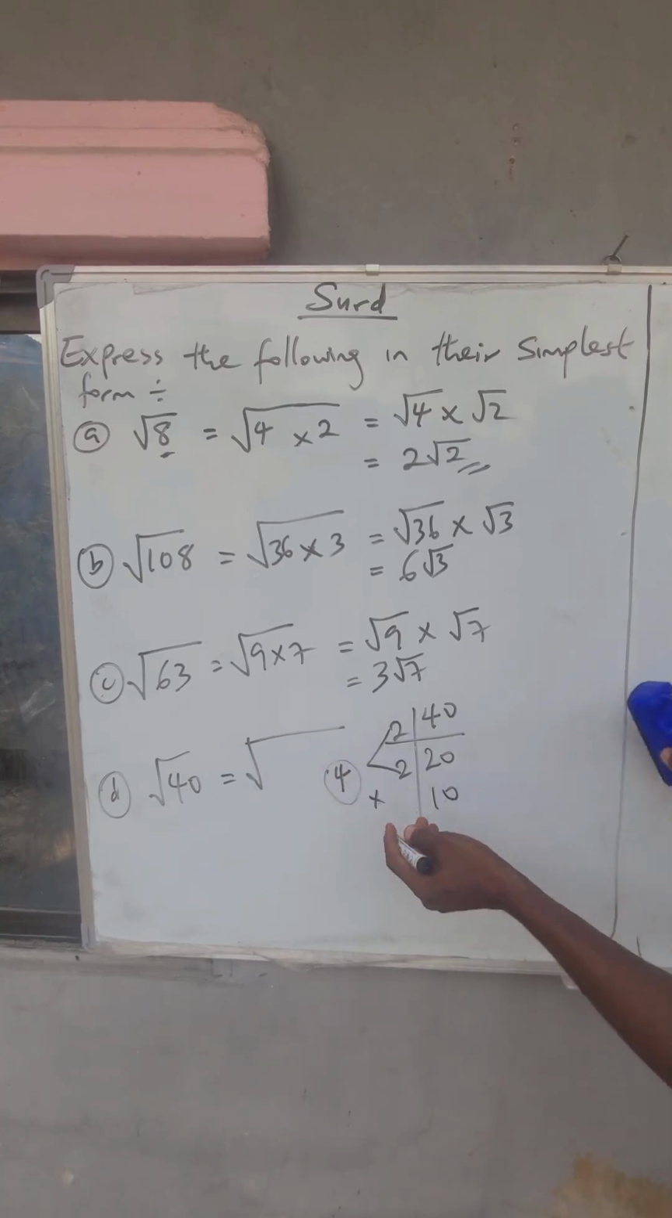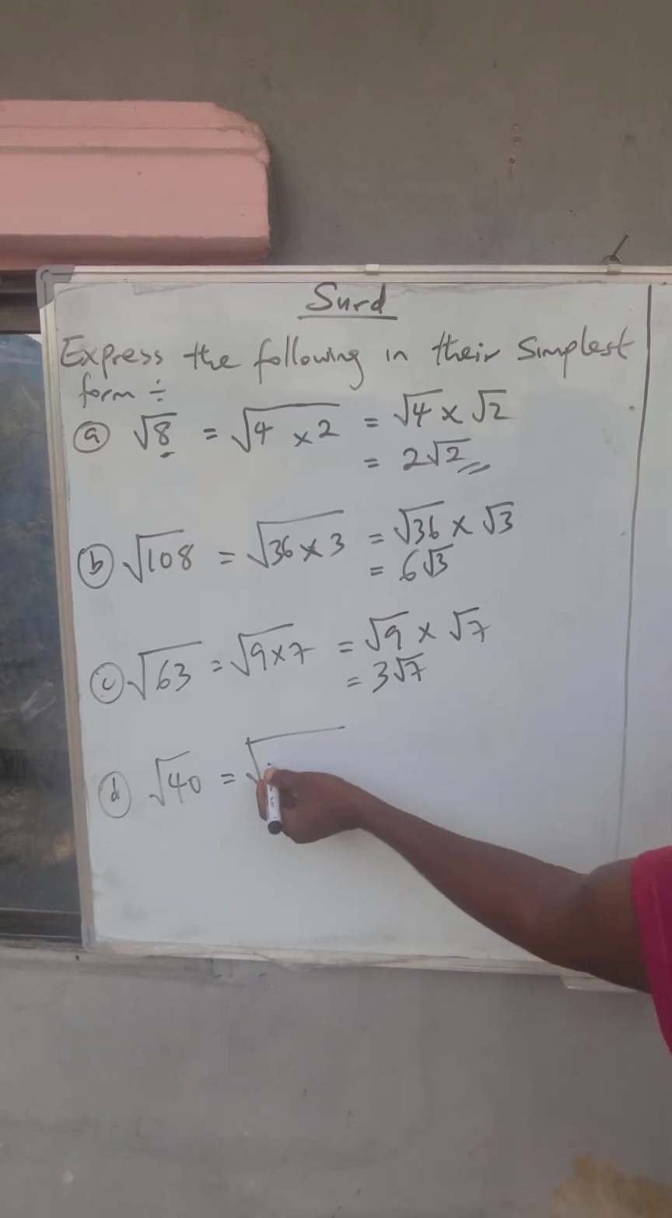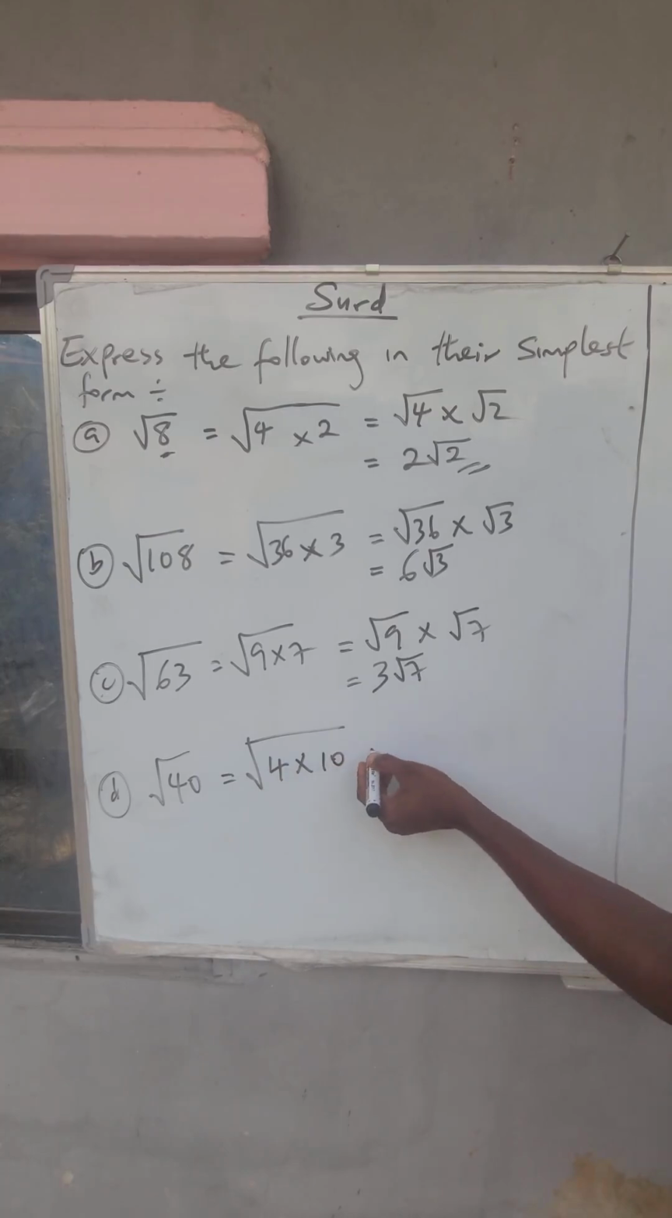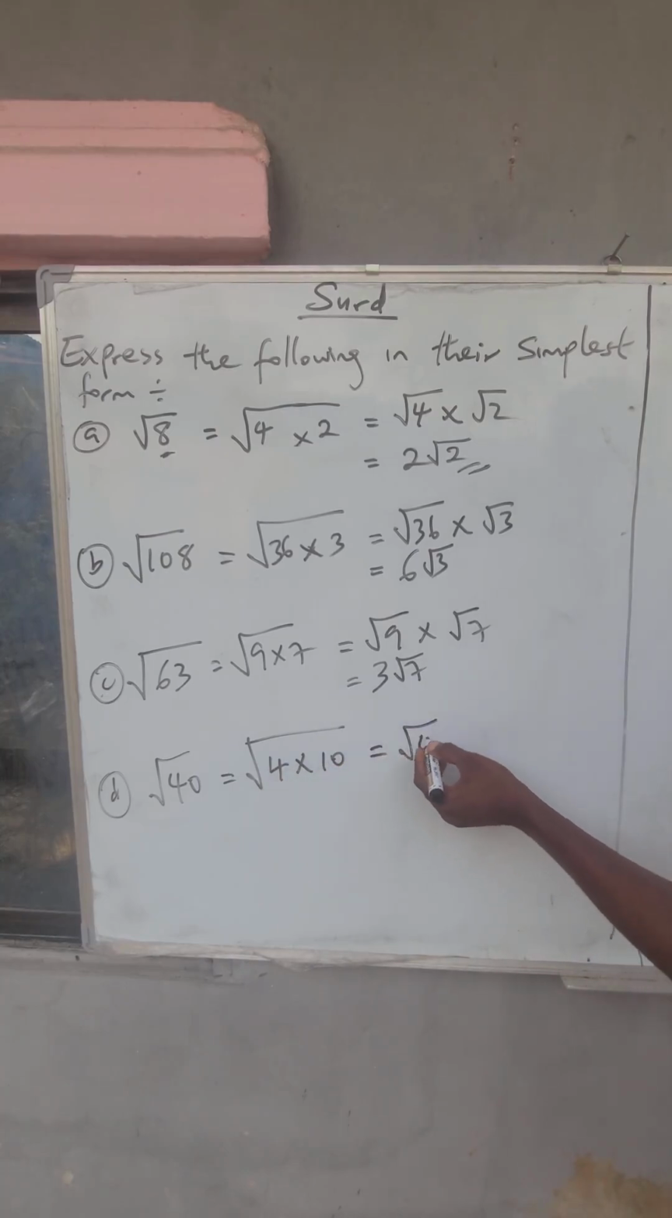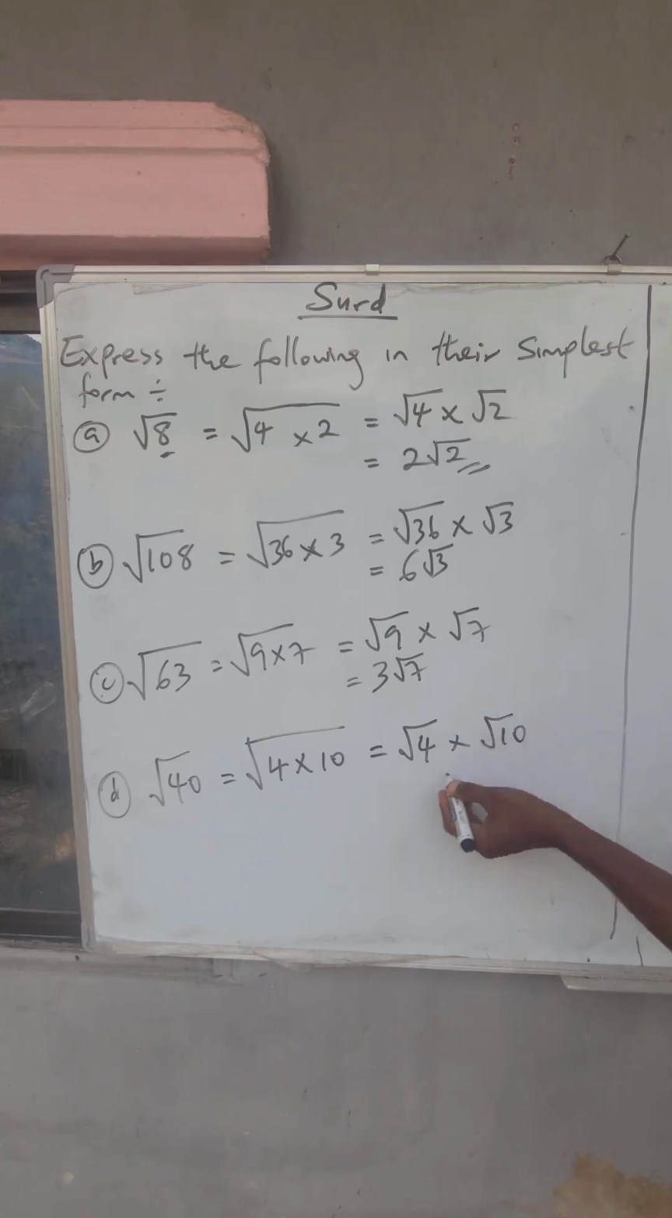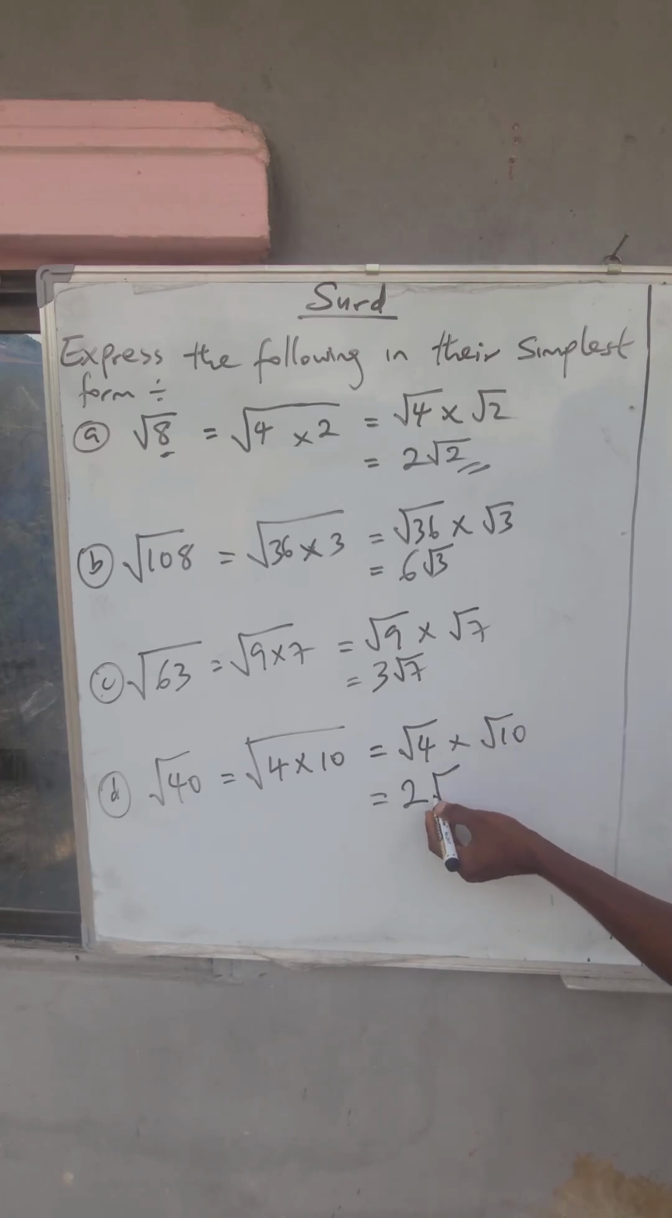So you write this as 4 times 10. This equals the square root of 4 times the square root of 10. The square root of 4 is 2. So 2 times the square root of 10 is 2 root 10. All right, so this is how to reduce surds to their simplest form.